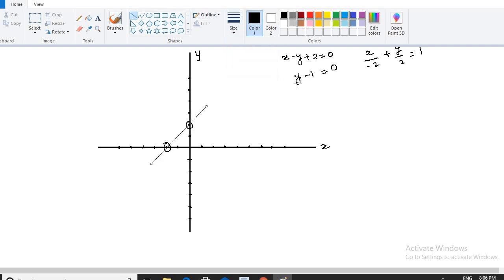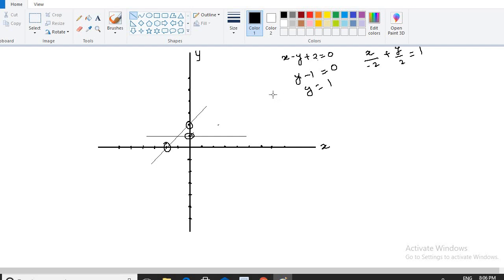Now let's see the next one, that is y is equal to 1. If you simplify this, you are going to get y is equal to 1. So the point is this one. Just make a horizontal line like this. So this is nothing but the second line equation.